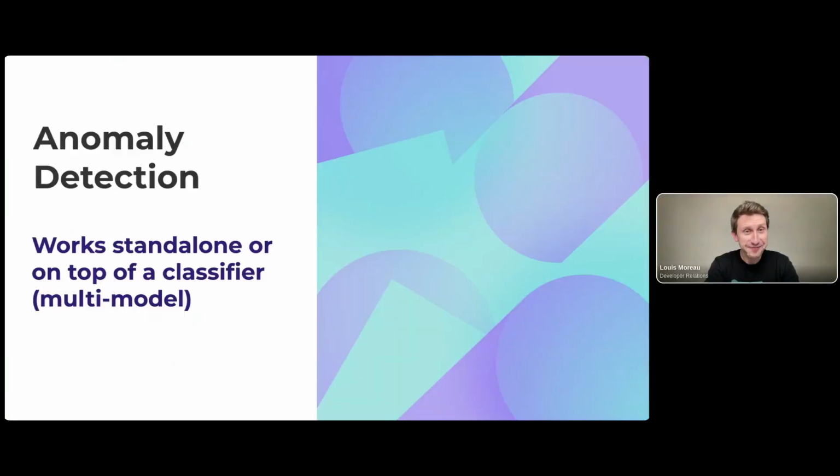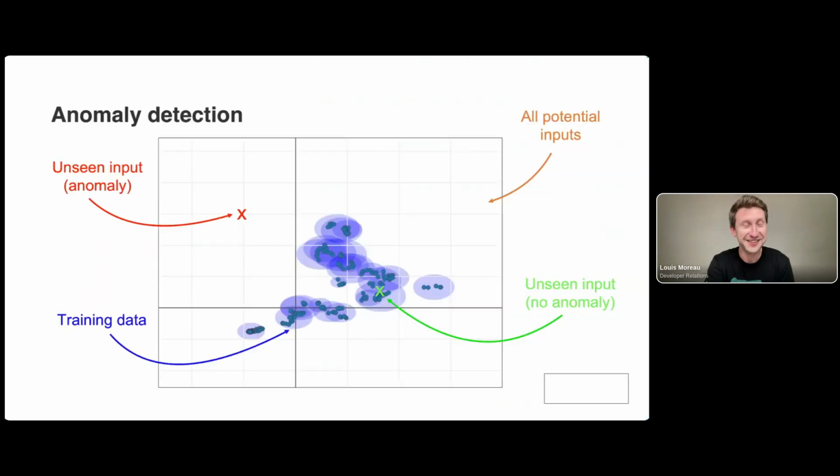Okay, another cool thing that I wanted to mention: anomaly detection. This can run in a standalone mode or on top of a classifier, in which case we have multi-models. But I mostly wanted to cover that because I've been testing the visual anomaly detection, and I have to say it's great. I'm going to show you that in a minute.